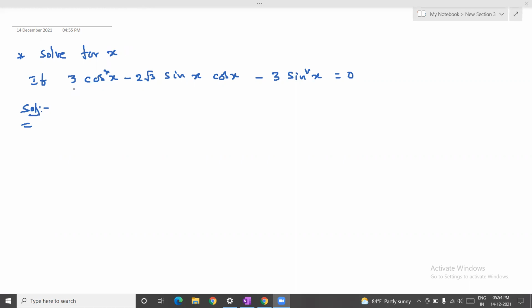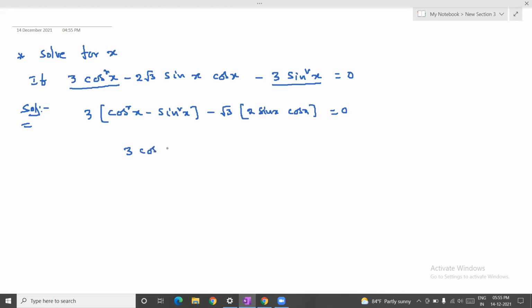So the simple question. I'm taking 3 cos square x minus 3 sin square x, 3 common. If I'm taking 3 common, this will be cos square x minus sin square x, minus root 3, I'm writing 2 sin x cos x, is equal to 0. This will give 3 cos 2x minus root 3 sin 2x is equal to 0.